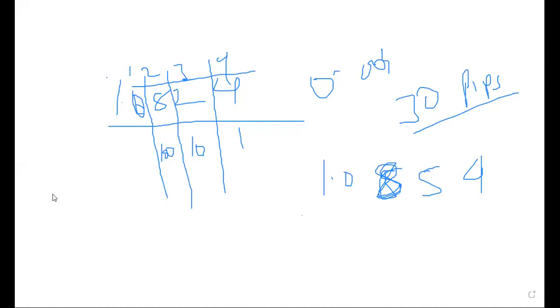Let's pick another example. Are you guys following? Yes, sir. That's the simplest way you can learn how to calculate pips. So let's pick another example here.